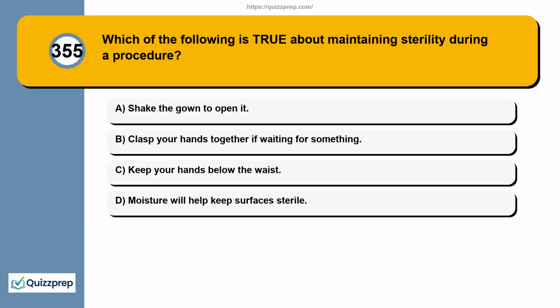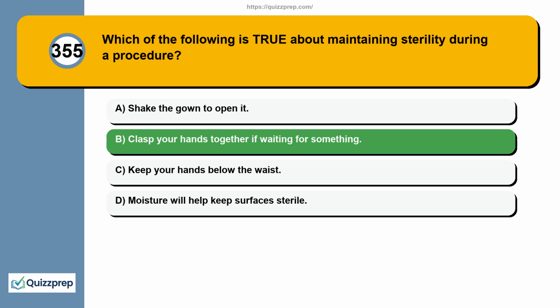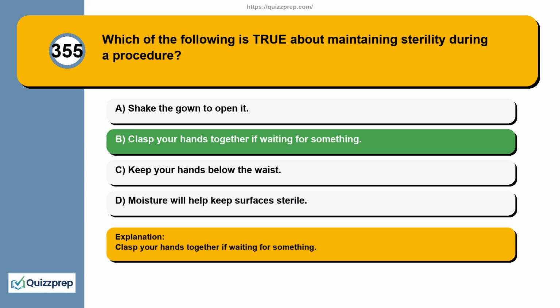Question 355. Which of the following is true about maintaining sterility during a procedure? Option A. Shake the gown to open it. Option B. Clasp your hands together if waiting for something. Option C. Keep your hands below the waist. Option D. Moisture will help keep surfaces sterile. The correct answer is option B. Clasp your hands together if waiting for something.